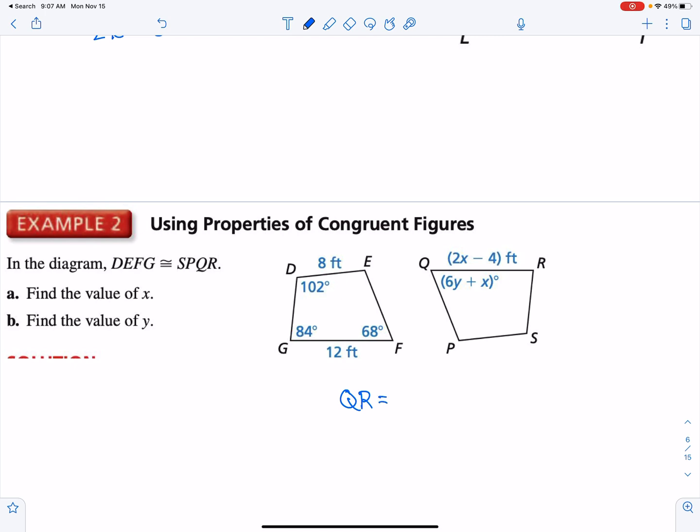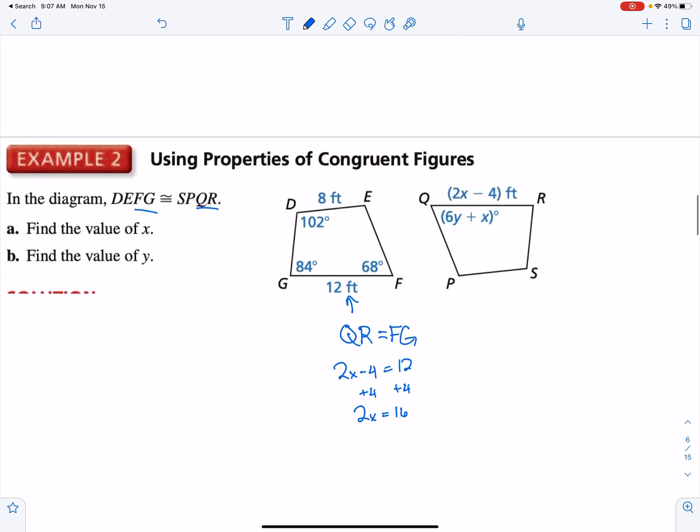We want to pull from over here, QR is congruent to FG. Then what I want to do is go look at FG, and I see that FG is 12. So now I can just plug in: 2x minus 4 is what QR is, FG is 12, and now I can solve by adding 4. And then I take 16 and I divide it by 2.